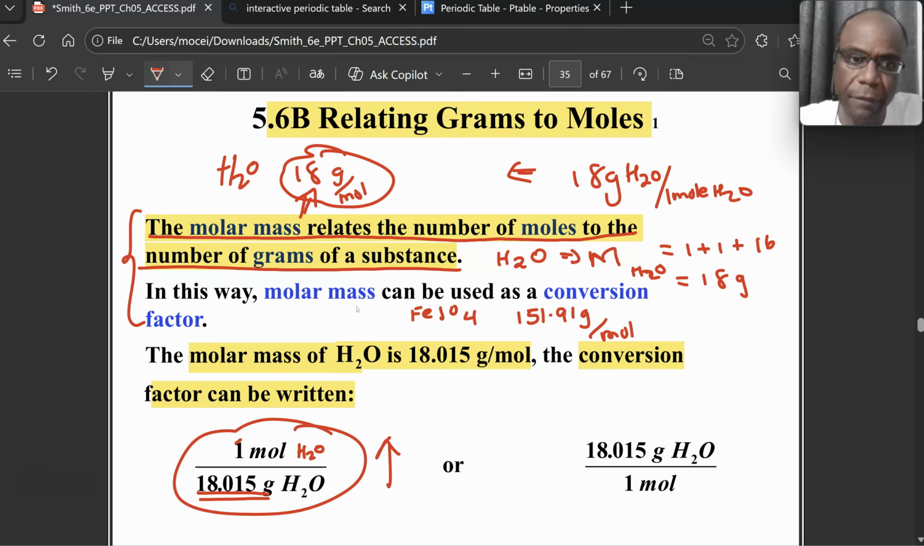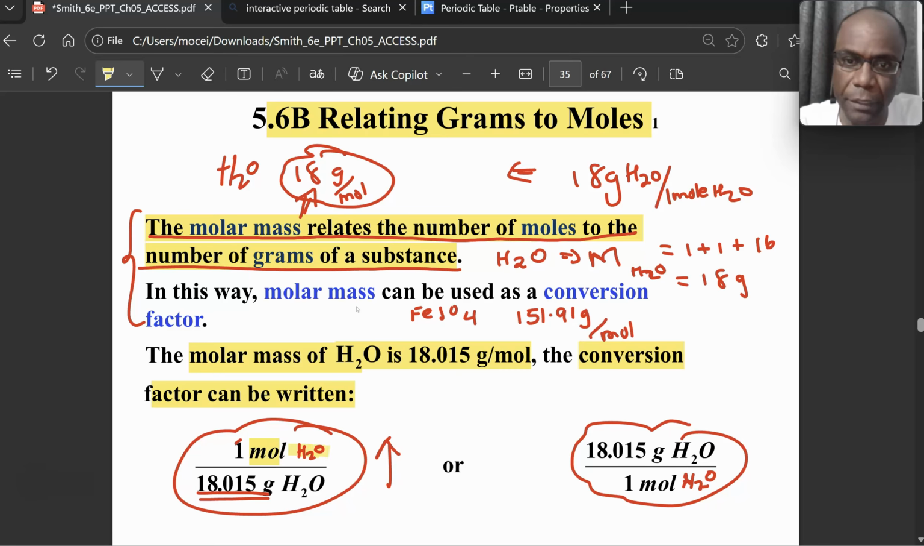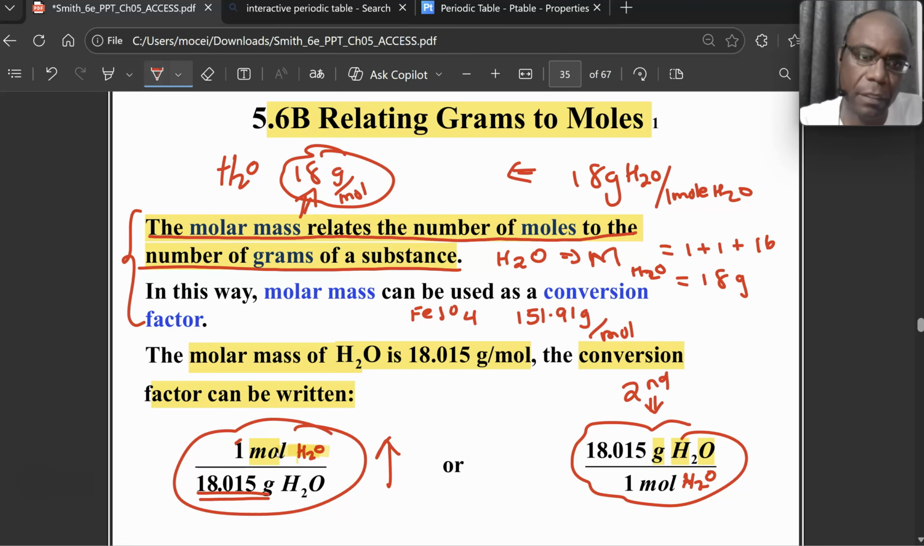So you can say 1 mole of H2O is 18.015 grams of water. Alternatively, do the inverse of this. You say 18 grams of water is equivalent to 1 mole of water. So how do you know which one to use? Use the one that gives you the answer you're looking for. So if you're doing your calculations and you want to end up with moles of water, then use the first conversion factor. If your answer needs to read grams of water, use the second conversion factor. That's how you know.